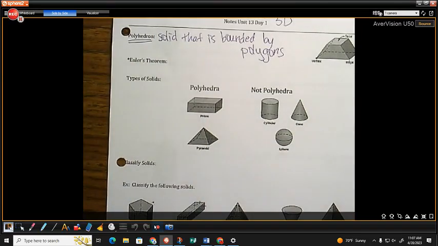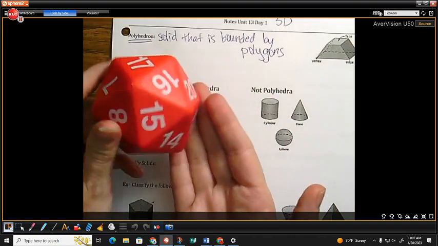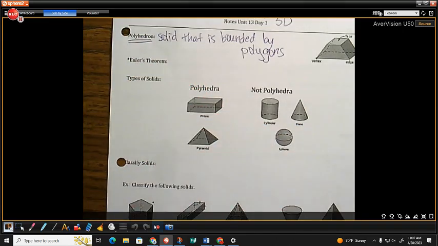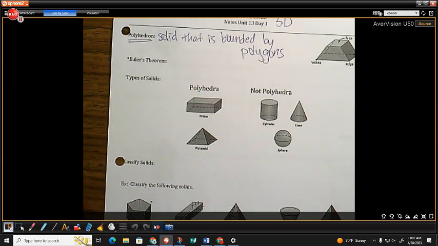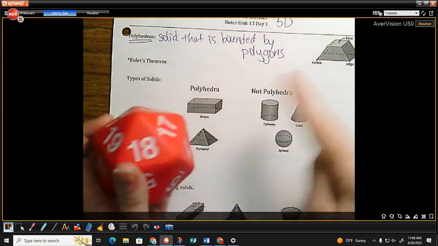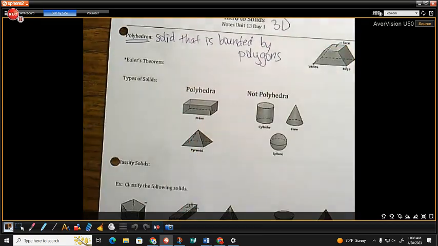But you could also have something like this. It's also made of triangles. But is it a pyramid? No. This is a gyro-elongated pentagonal bipyramid. Also known as an icosahedron or a D20. Okay? But it's still just a solid. It's bounded by polygons. That's all it is.